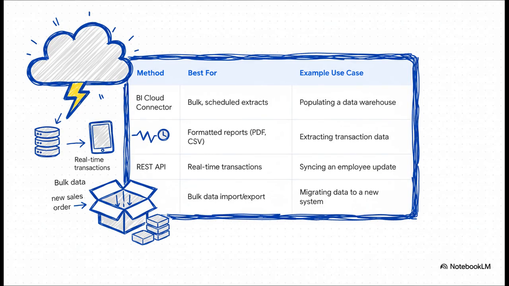A huge part of making all this work is just getting the data out of the source system in the first place. And Oracle Fusion gives you a whole toolkit for this. It's kind of like choosing the right vehicle for a trip. If you need to move a massive amount of data on a schedule, like for a data warehouse, you'd use the BI Cloud Connector. That's your heavy-duty truck. But for a quick real-time update, like a single employee changing their address, a REST API is your sports car. OIC knows how to work with all of them, which gives you incredible flexibility.